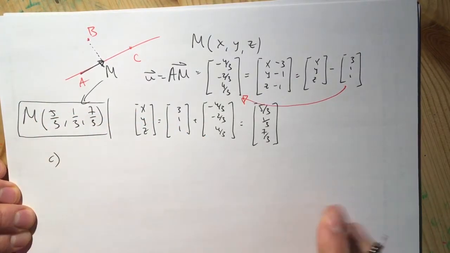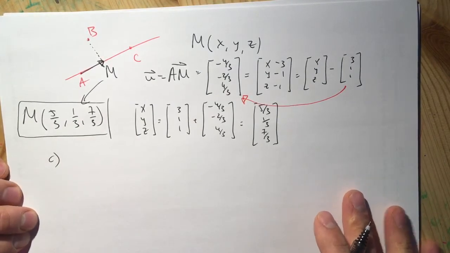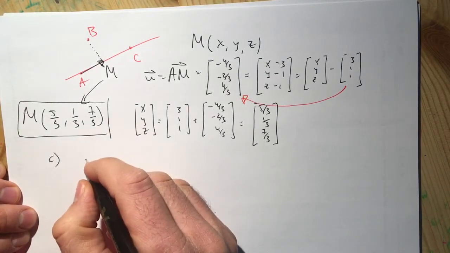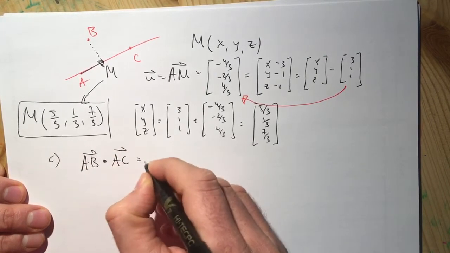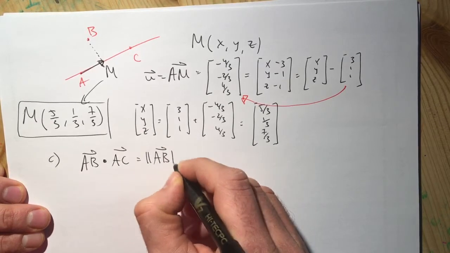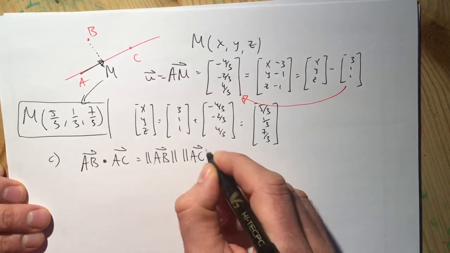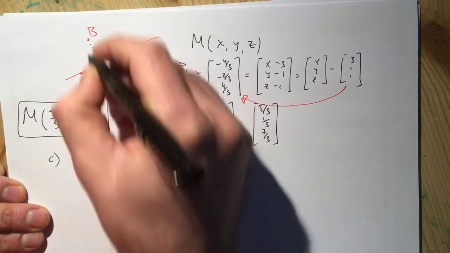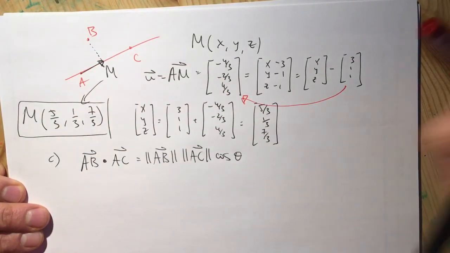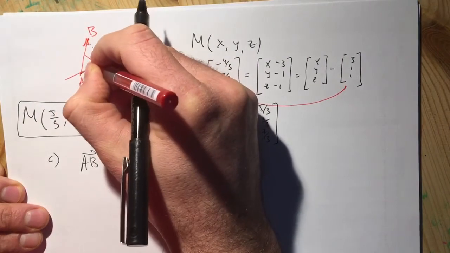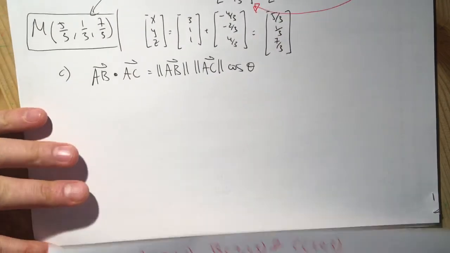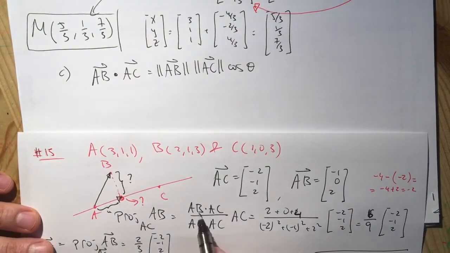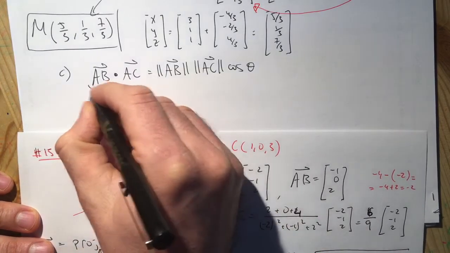Part C says find the cosine of the angle formed by AB and AC. Okay, so this formula, we know that it's being used quite a lot. AB dot product AC is equal to the norm of AB times the norm of AC times the cosine theta, and theta is this angle right here. Always make sure that maybe some of these values are already found. You have already found these values. So AB dot product AC is 6 from part A.